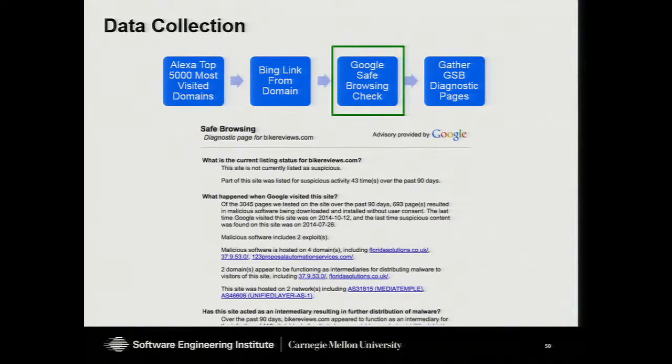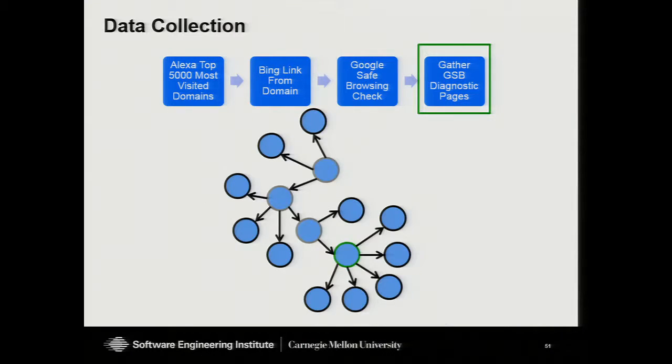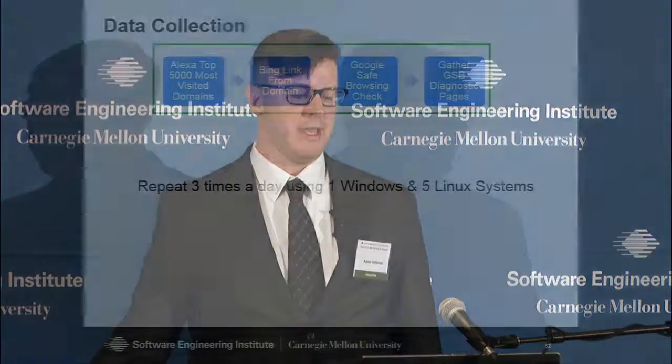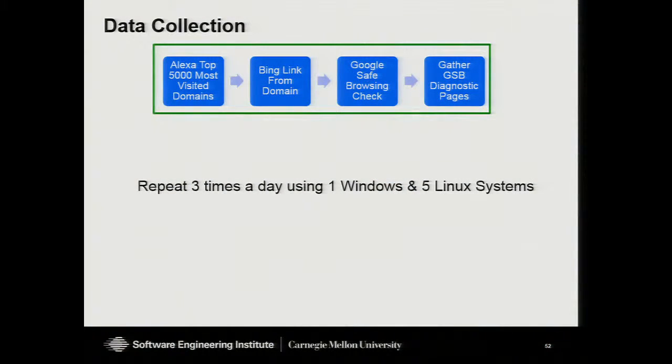Once we got some positive hits from Google Safe Browsing and found some nodes within our MDN, we would do that spidering that I described earlier, where we would build the entire MDN. We did this whole process 3 times a day for a number of months using 1 Windows and 5 Linux systems.